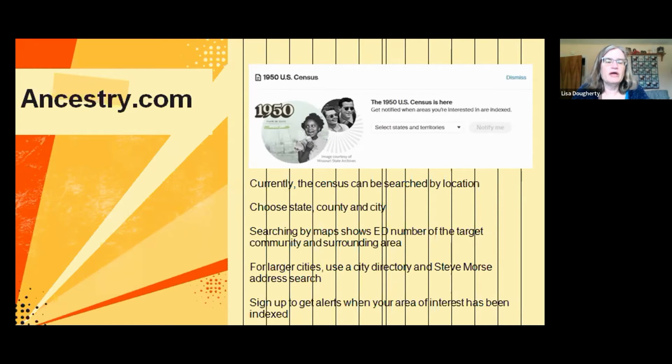One of the great things about Ancestry is you can sign up to get alerts of when your area of interest has been indexed. So if you're interested in New York State or Albany County, you can put your email address in and they will let you know when your area has been indexed, which is great because you may want to avoid the frustration altogether and wait until the name index has been generated.